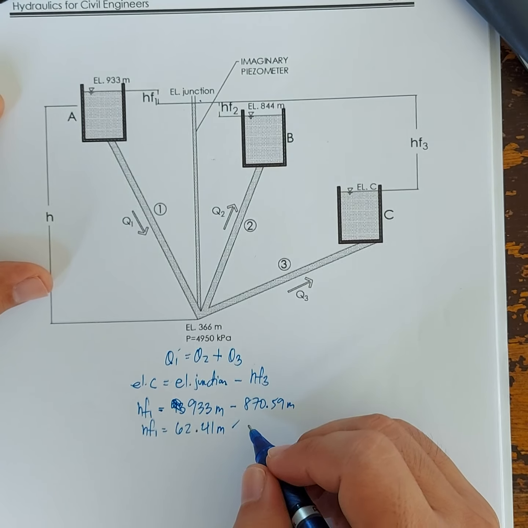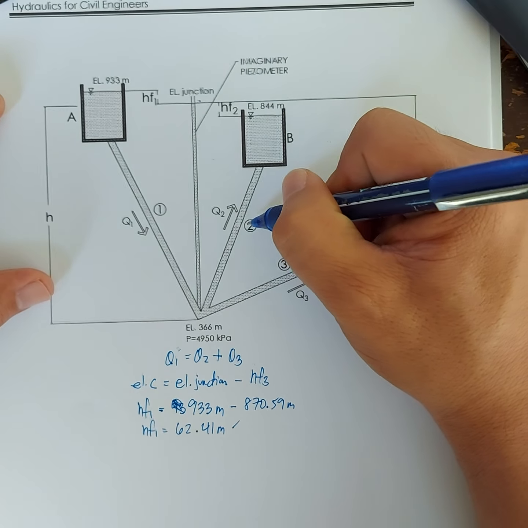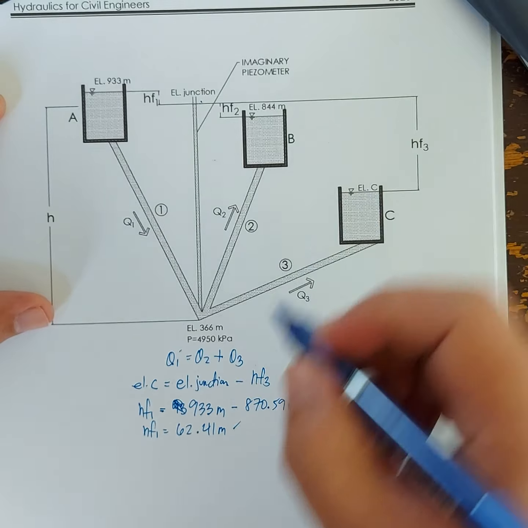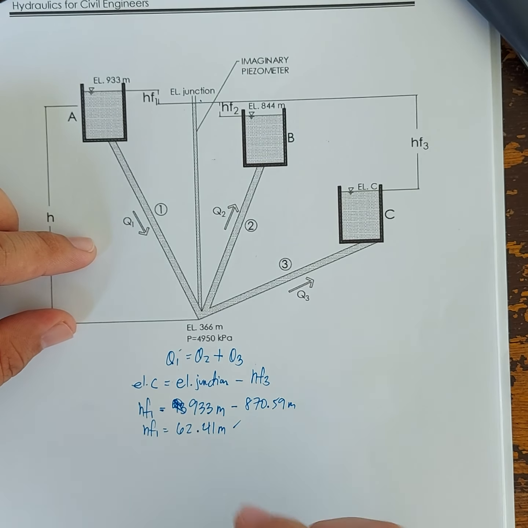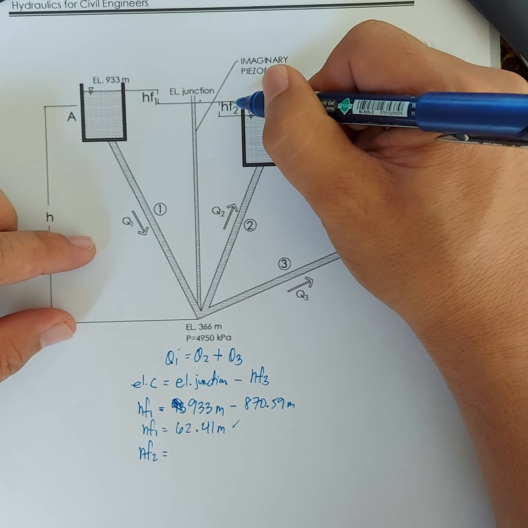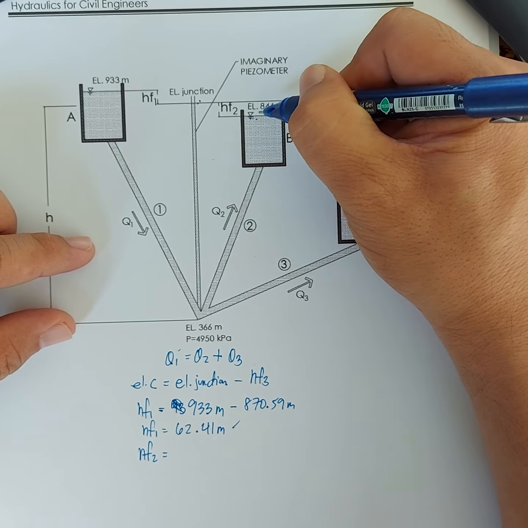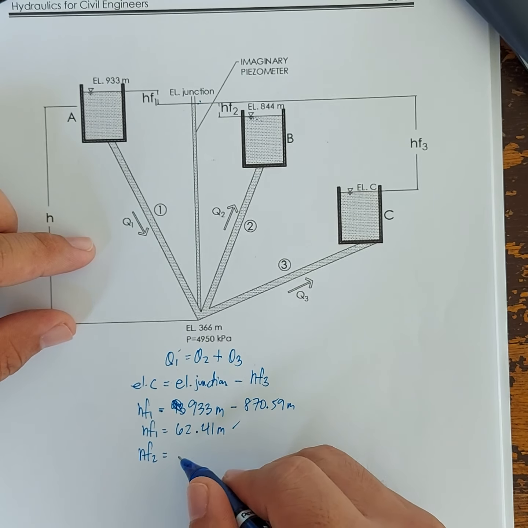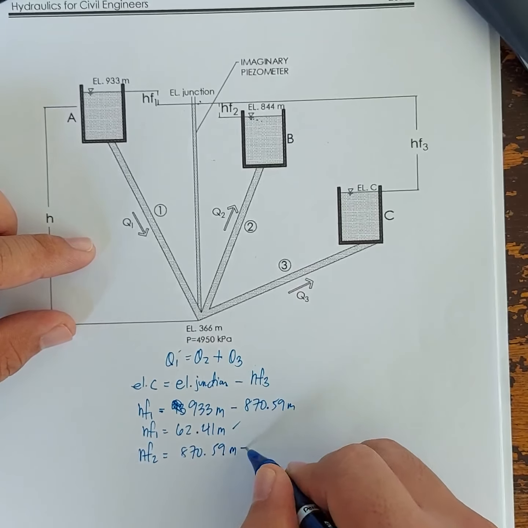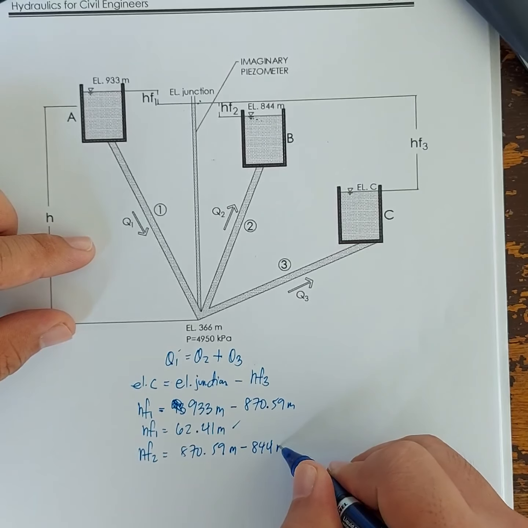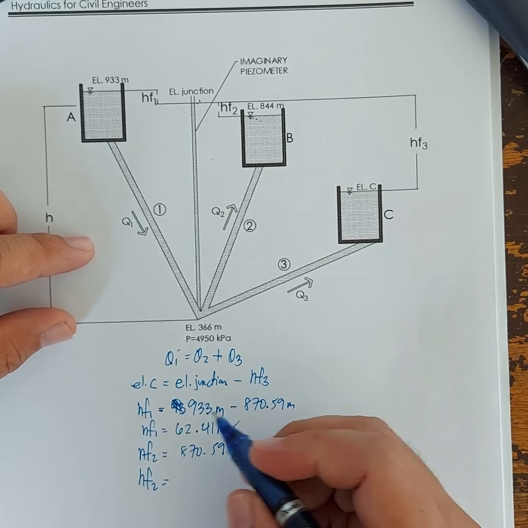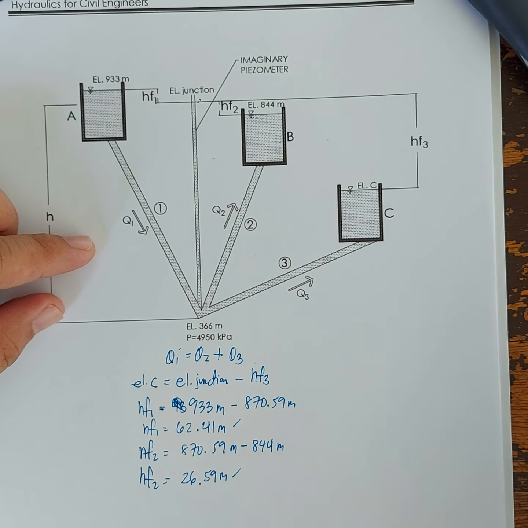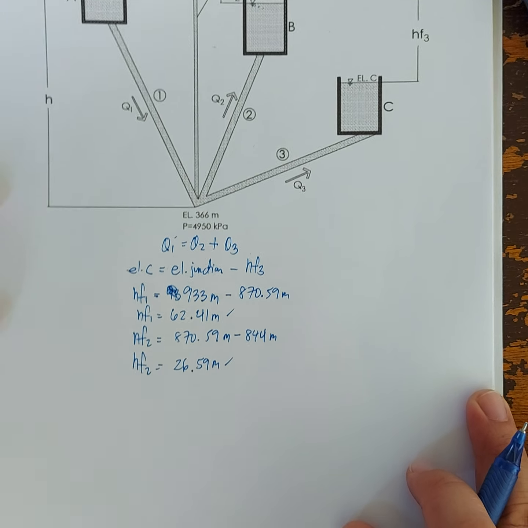Now if HF1 is equal to this, then we can solve for the discharge in pipe 1. Next, to solve for Q2, we need to solve for HF2. Similarly, HF2 is just the difference in elevation between the junction and Reservoir B. So we have 870.59 meters minus 844 meters. So HF2 is equal to 26.59 meters. Then we can now solve for the discharge.